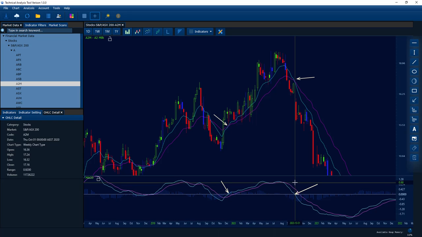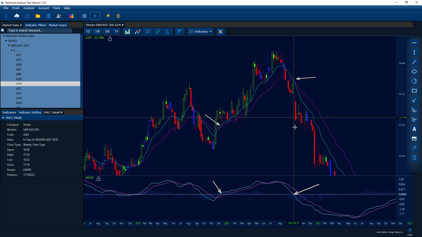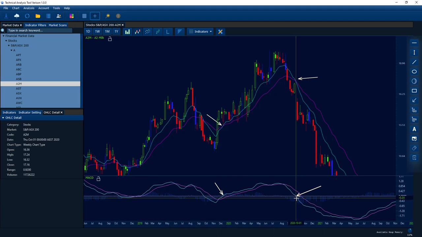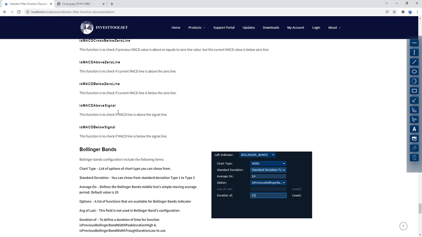This one is usually used when traders want a sell signal, when the faster moving average line moves below the slower moving average line, which generates a sell signal for some people. Also, you can use this MACD related function to get the same moment. Okay, now let's move on to the next one.